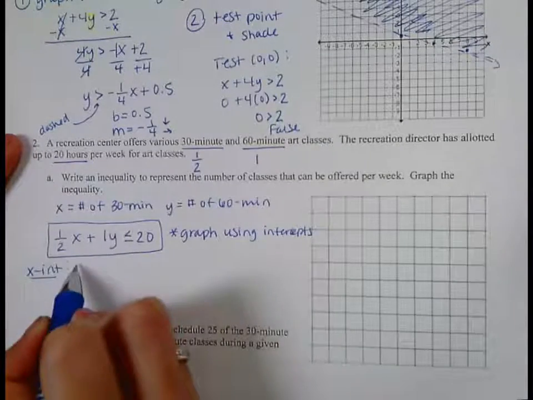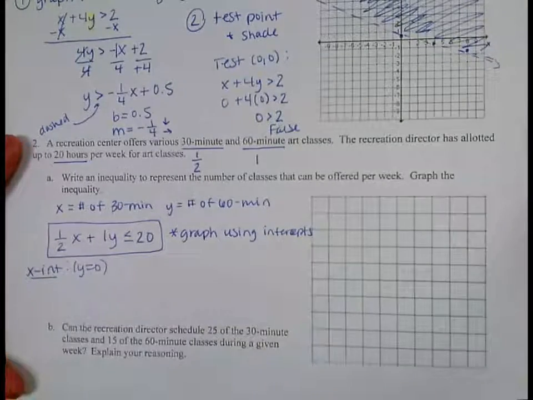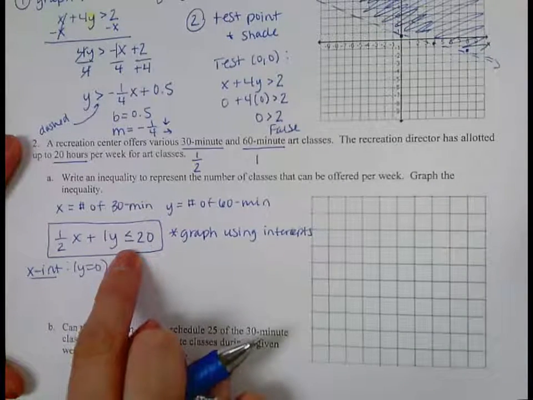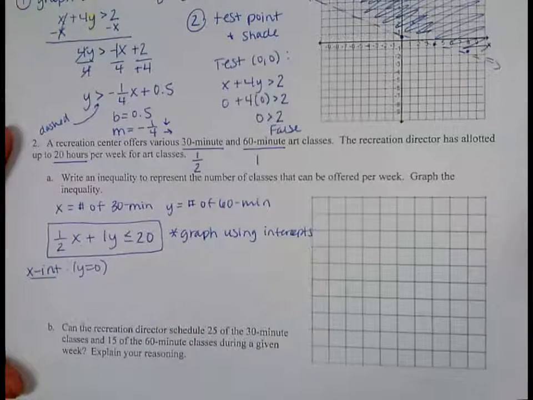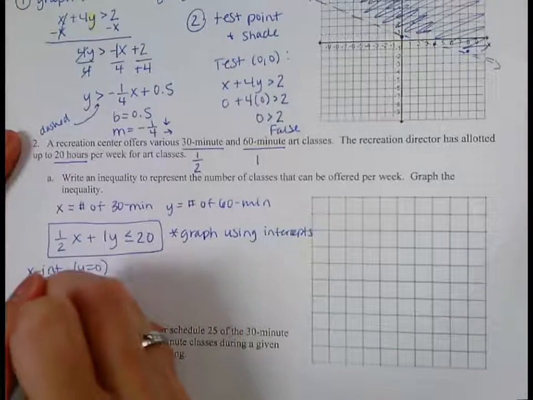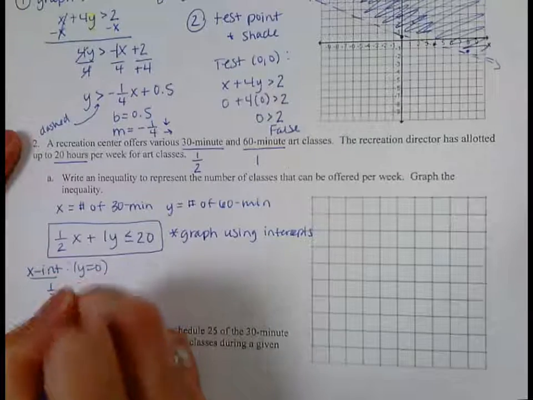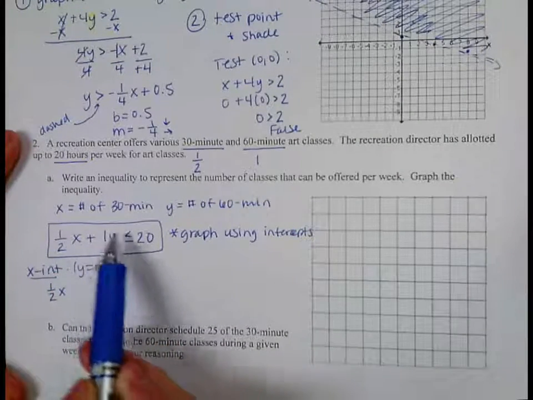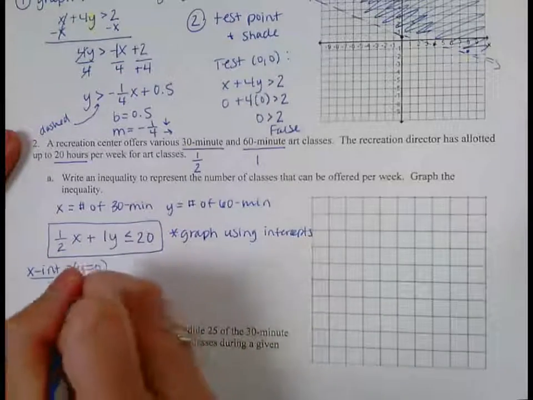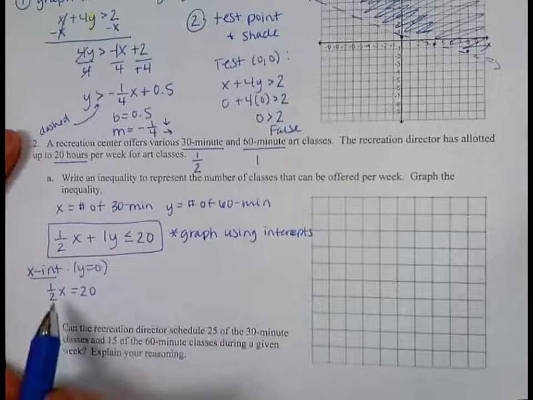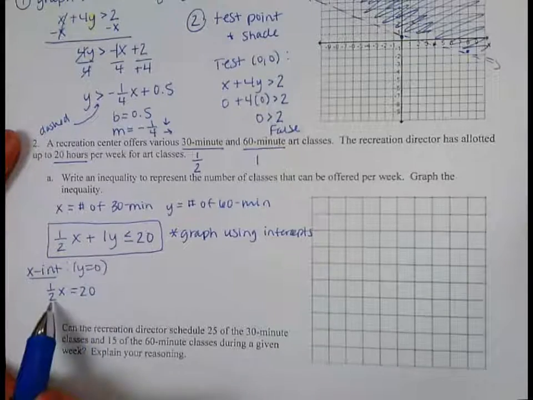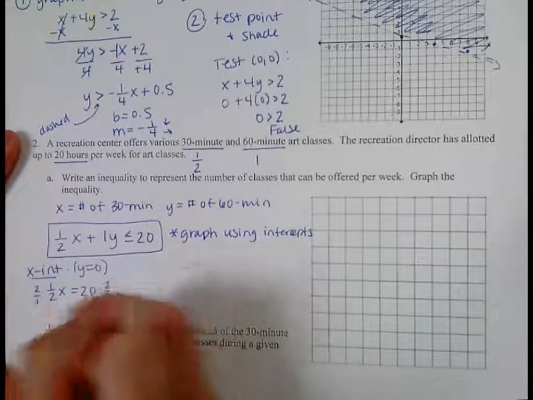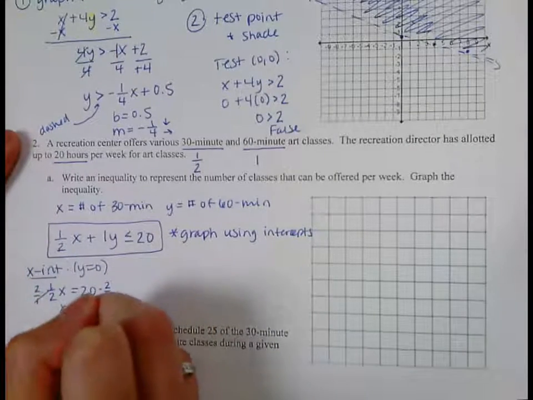Remember, this is where I substitute in 0 for y, and then I solve for x. And when I do this, I'm going to replace the inequality with an equal sign again because I want to know what that intercept actually is. So I would have 1/2 x, and then the plus 1y, this would be plus 1 times 0, so that's just going to be 0. So I have 1/2 x and then equals 20. And then to solve this for x, I could divide by 1/2, or I can multiply each side by the reciprocal, 2/1. So x would equal 40.